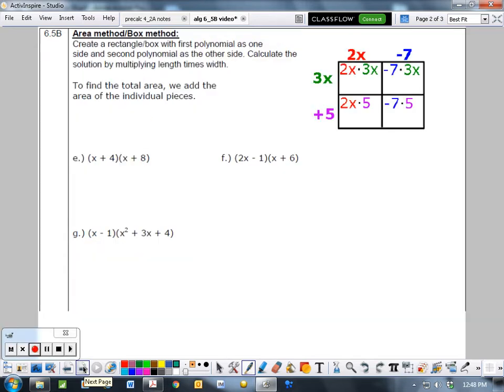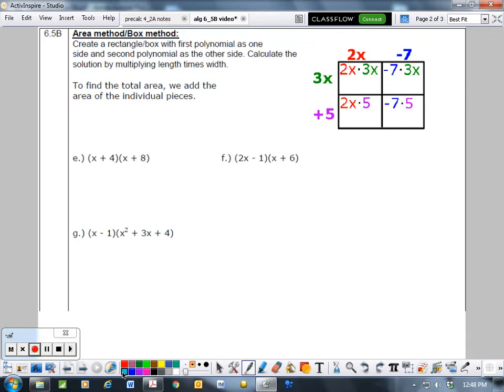We also have the box method. It's also known as the area method. It's really popular now in Common Core because it relates our multiplying polynomials to actual problems dealing with area, which is probably where you could use this the easiest in real life. Well, it really depends on what you're going to do with it.